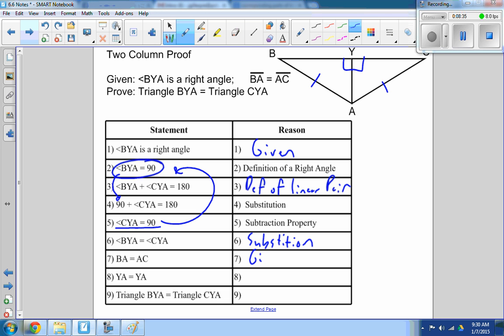Now, BA is equal to CA. That was given. YA equals YA, reflexive property. Remember, anytime something equals itself, that's the reflexive property. So now the two triangles are congruent by hypotenuse leg. And that is the end of this lesson.